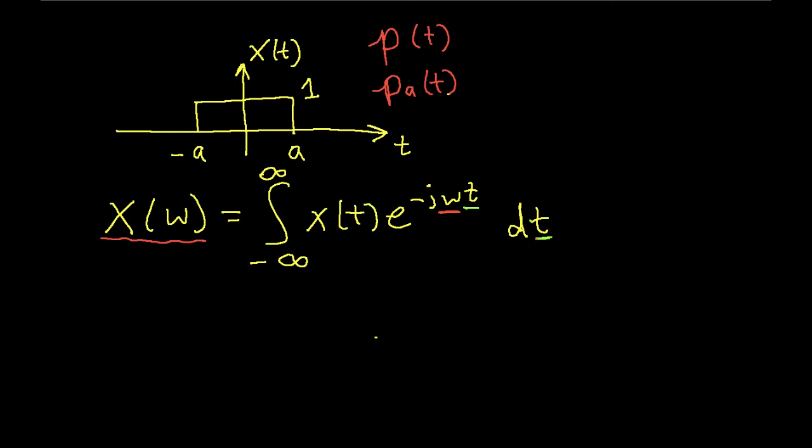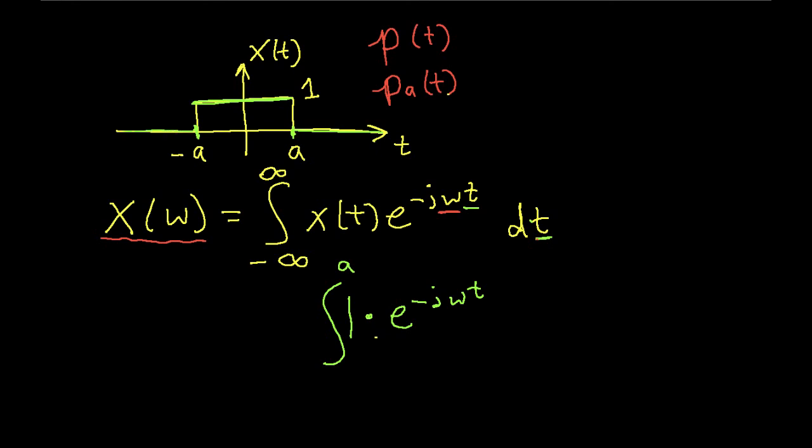The integrand here is an easy function to integrate for the following reason. If you look at values of t between -a and a, so between here and here, the function has a value of 1. So I can actually just write this as 1 times e to the minus j omega t. And then for values of t greater than a, it's 0. So the integral from a to infinity of this whole integrand will be 0, so I can ignore it basically. That means that my upper limit here will be a.